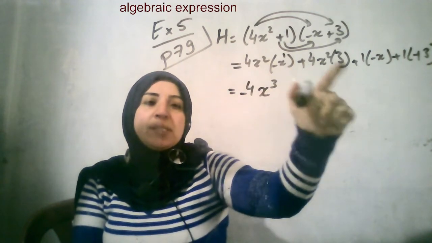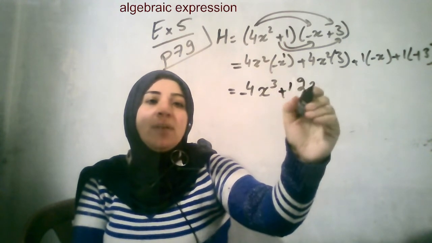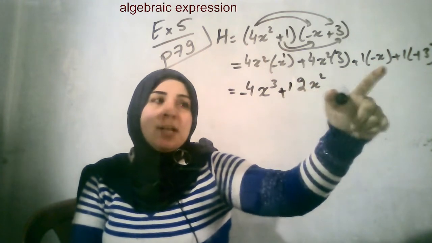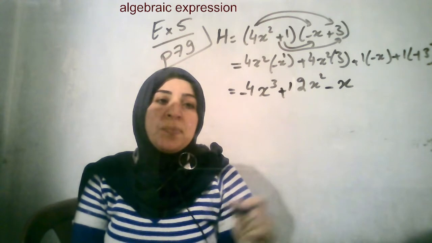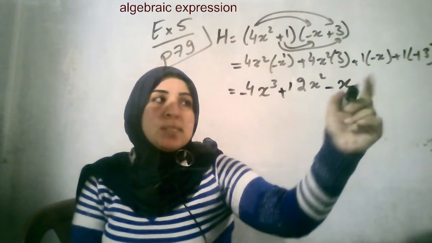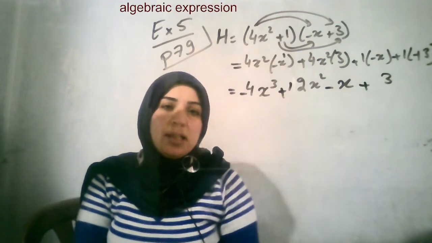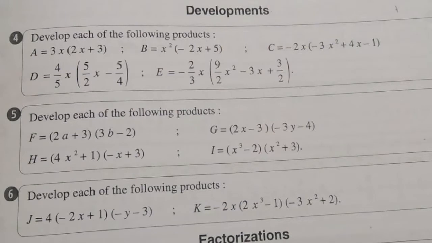Now, plus 4x squared times 3. 4 times 3 is 12, and we have x squared. Plus 1 times minus x, plus times minus is minus, 1 times x is x. Plus 1 multiplied by plus 3, plus is a plus, and 1 times 3 is 3. Now part H is solved. Let's move to the last part in this exercise.